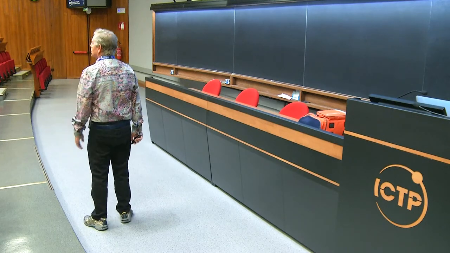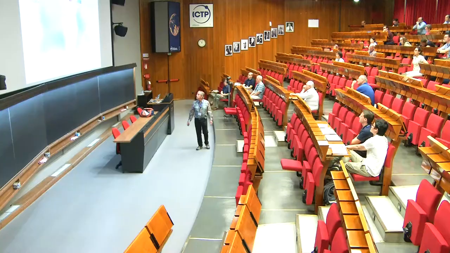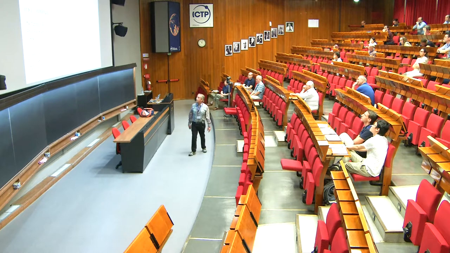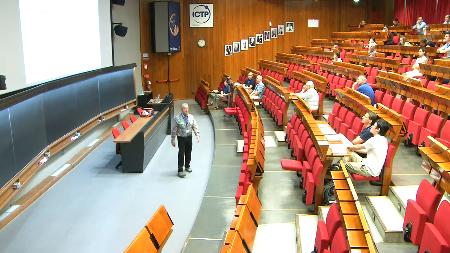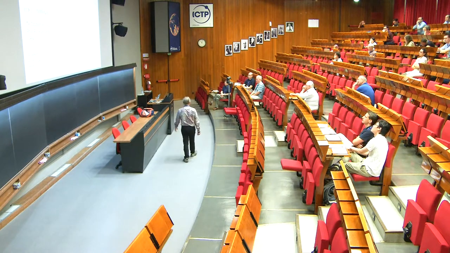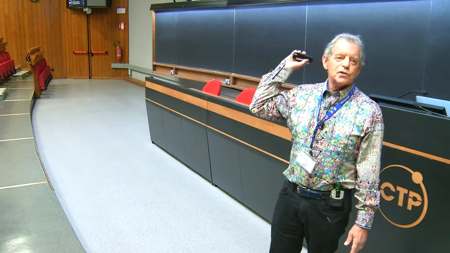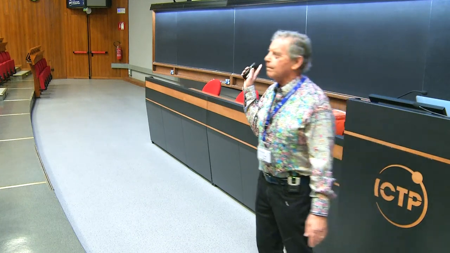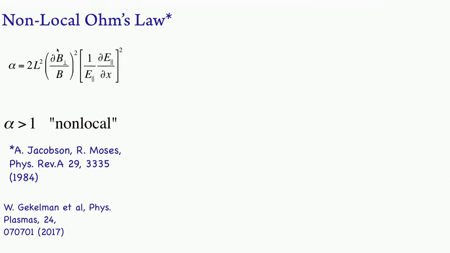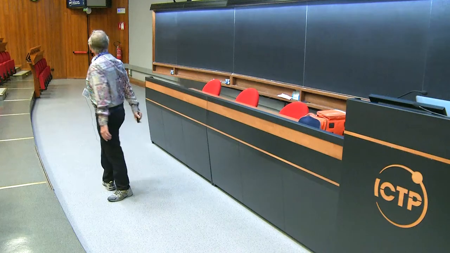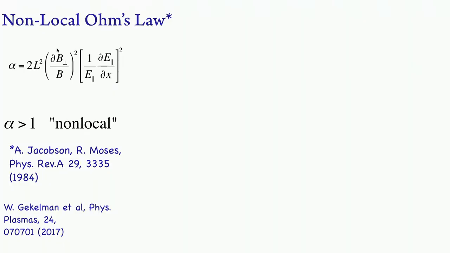So I began to think, maybe we can't use Ohm's law, okay? So instead, we found this paper by Jacobson and Moses, who talked about Ohm's law having the possibility of being non-local. Essentially, that means when it is non-local, you have to derive a new form of Ohm's law, and you can't use the one I just used. Verboten, all right? So that's the criterion: if alpha is greater than 1, it's non-local. That means you're getting contributions to the local resistivity from large distances away in the plasma as these field lines flap around. So we have all the terms in that equation.